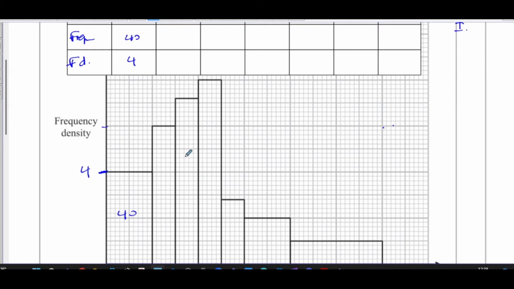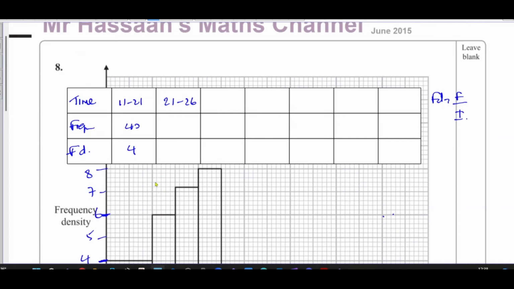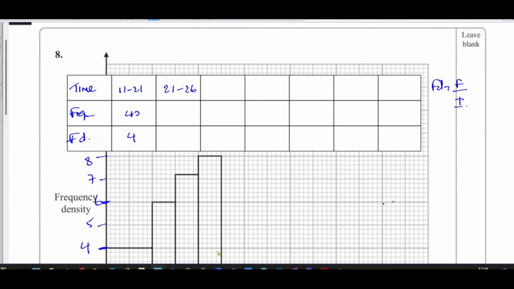So I know that this is the frequency density. So now I know the frequency densities, I can work out what all of these are. So if that's 4, that's like 1, 2, 3, 4, 5, 6, 7, and 8. Those are all the frequency densities. We can make the frequency density scale now.